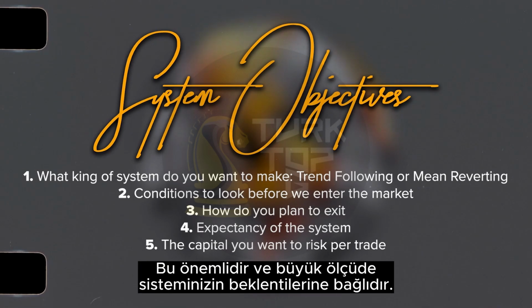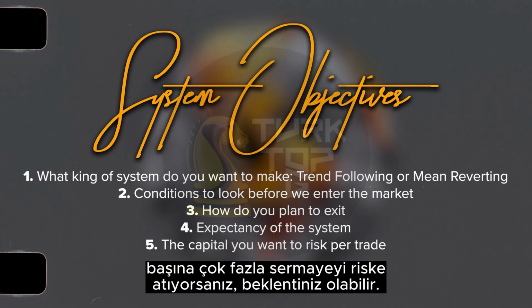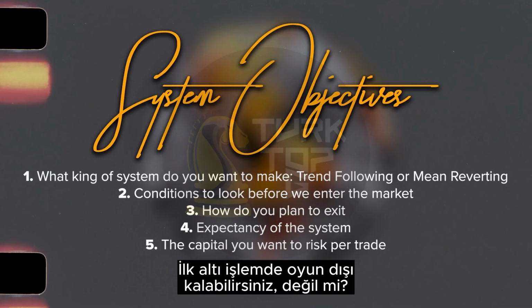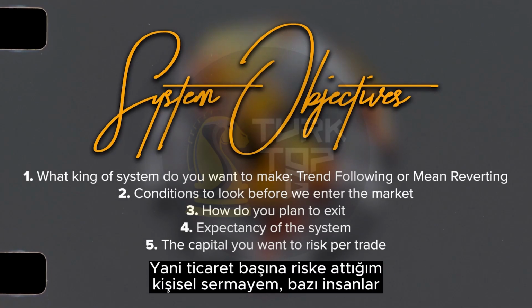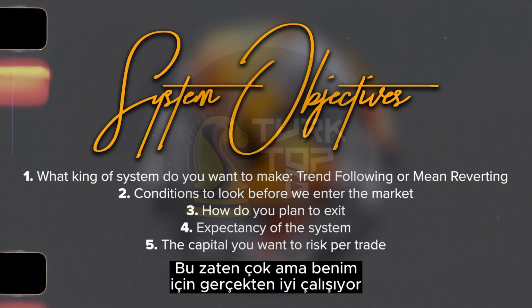Now this is important, and it highly depends on the expectancy of your system. It's important because, as I said, if your win rate is low and you're risking too much capital per trade, you might just be out of the game in the first 6 trades, right? So my personal capital I risk per trade is about 1 to 2% of my total portfolio. For some people, that's already a lot, but for me, that works really well.